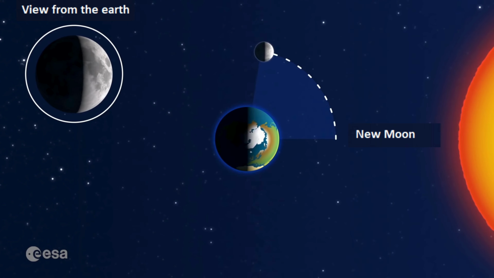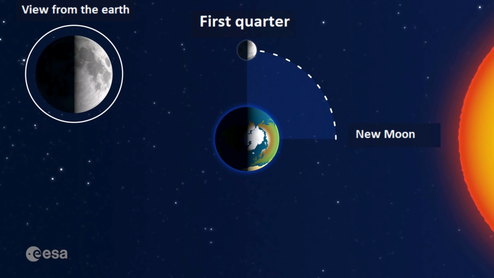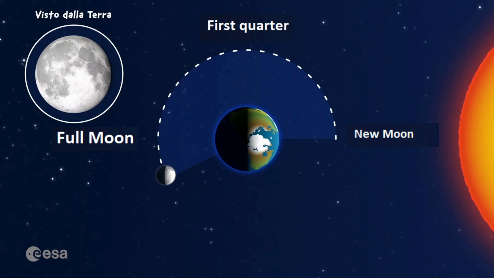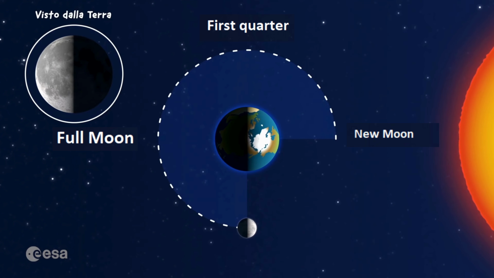After 7 days, when the Moon has rotated a quarter of its orbit around the Earth, we can see half of it illuminated. This phase is called the first quarter. It resembles the capital letter D. When the Moon is halfway through its orbit around the Earth, 14 days after we started counting, there is a full moon. After 21 days, we are 3/4 of the way through the orbit, and we see the last quarter moon. Even now it looks like a capital D but upside down.